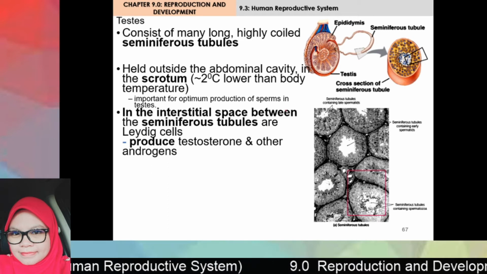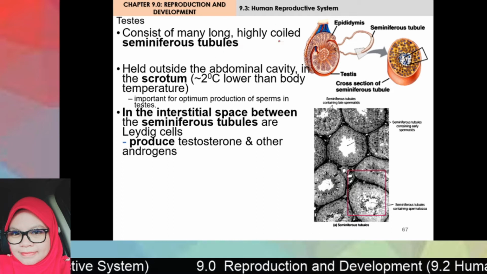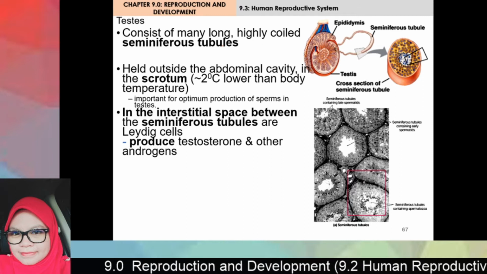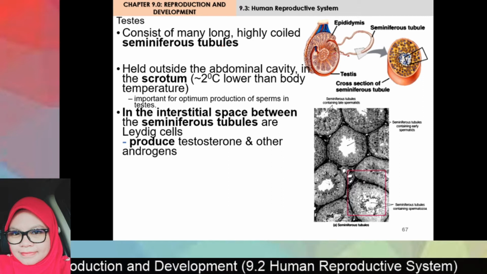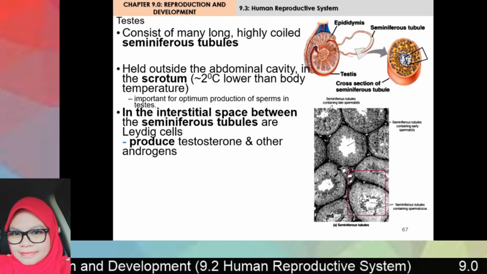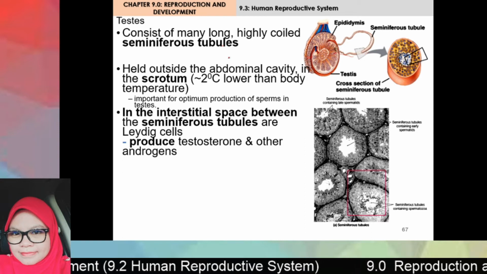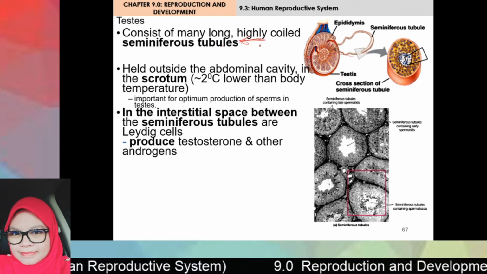So the testis will have many long, highly coiled seminiferous tubules. So this is testis, and then the cross section of testis kita boleh nampak ada tubule yang sangat panjang dan highly coiled. So this seminiferous tubule is a specific place where the spermatogenesis occurs.